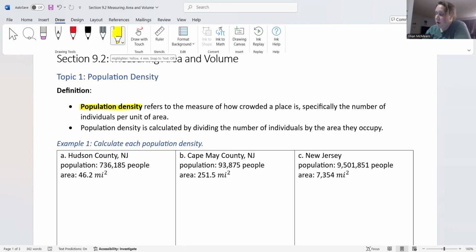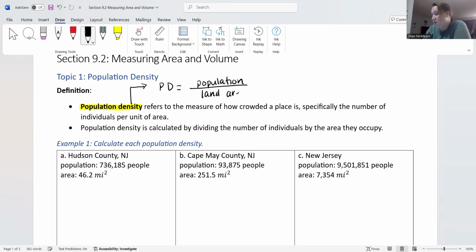So if we're going to look at population density as a formula, we'll say population density equals the population divided by the land area.